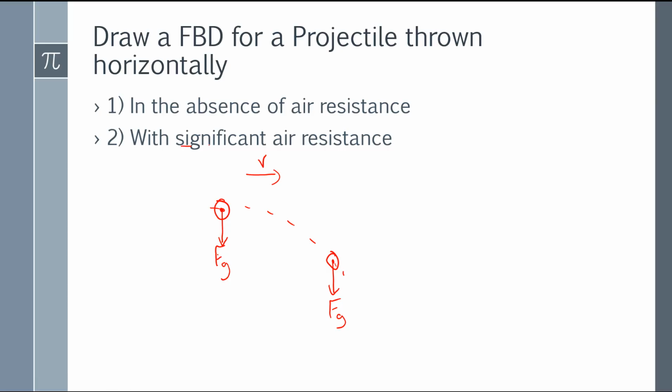What happens when there is significant air resistance? Well, there's going to be a force that's opposite the direction of motion. Initially it's moving to the right, so there's going to be a leftward drag force. At this point over here, the velocity is down and to the right, so there's going to be a drag force that is up and to the left, the force of drag.